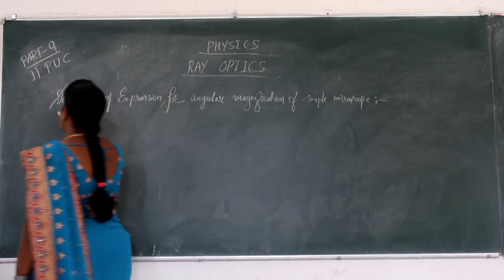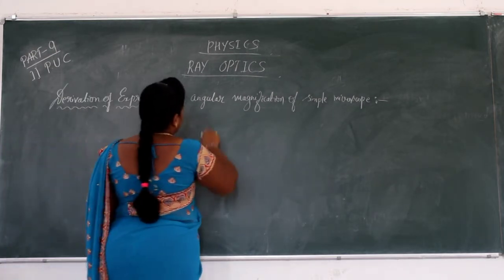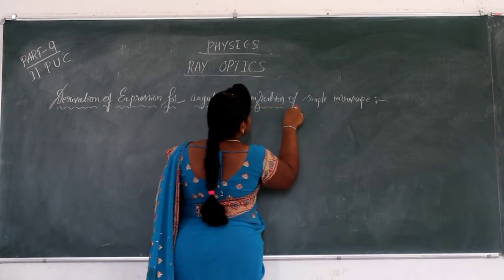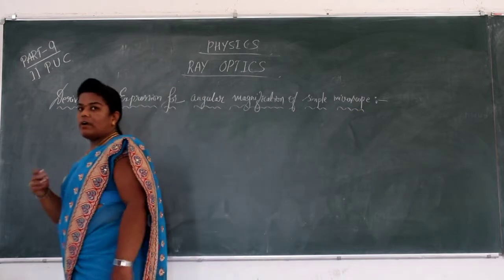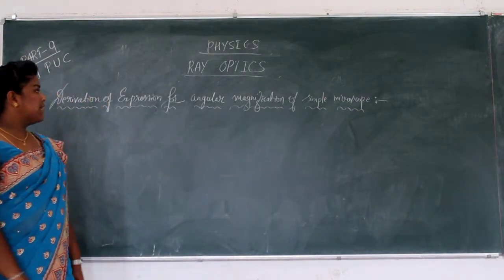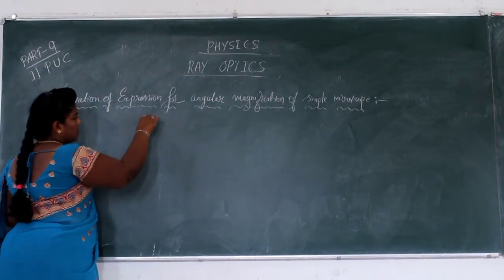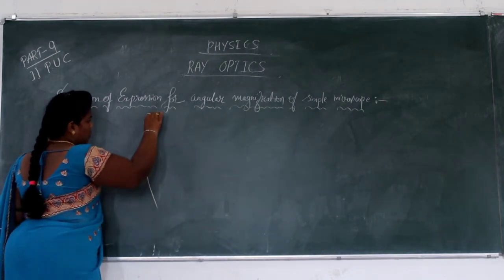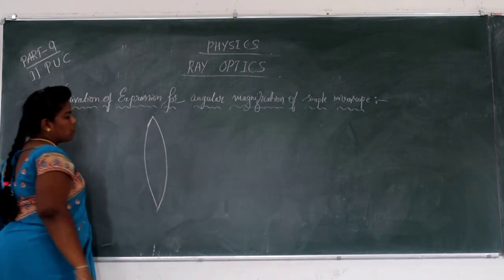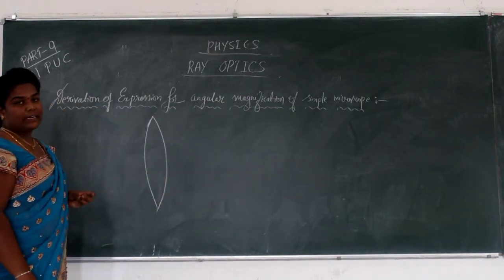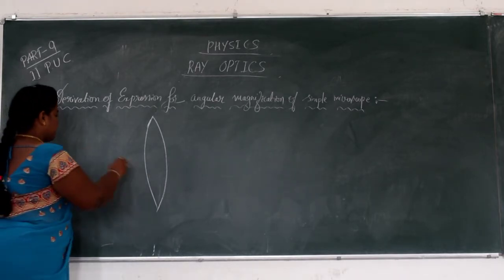My dear students, before going towards deriving the expression, we should know the design and also the working principle of this simple microscope for deriving this angular magnification. So first I am moving towards writing the diagram. See my dear students, I am considering a convex lens. In the previous class I said that this convex lens, or the magnifying lens or the reading lens, is simply called a simple microscope.